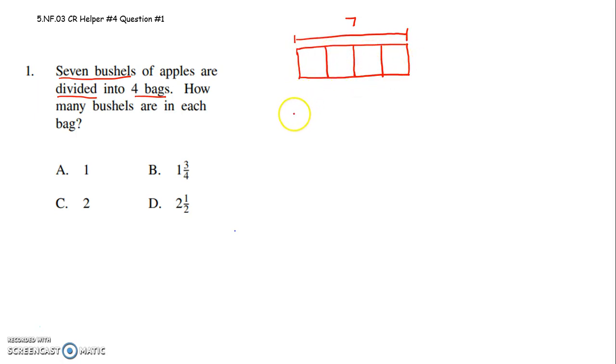All right, so if we have 7 bushels and we're dividing them into 4 bags, we just take 7 and divide it by 4. You can long divide it out if you need, or we know division is a fraction bar, so 7 divided by 4. So 7/4 is what as a mixed number?